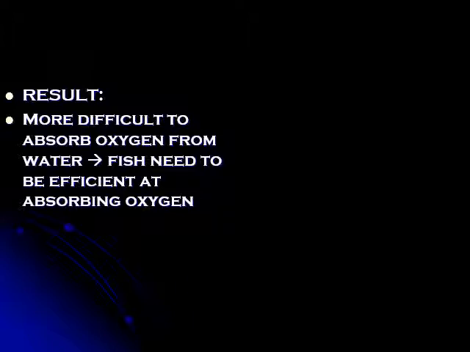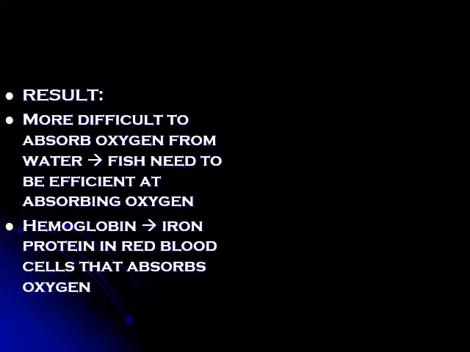So fish need to be efficient at absorbing oxygen at their gills. Their hemoglobin, just like ours, is an iron protein in red blood cells that absorbs oxygen. So they have red blood cells as we have red blood cells. What makes them red is the hemoglobin, and the hemo is actually iron. When the iron binds to oxygen, it forms like an iron oxide, and iron oxide is actually red. That's why blood is red. It's because of all the iron that's in it, which is found in the hemoglobin.